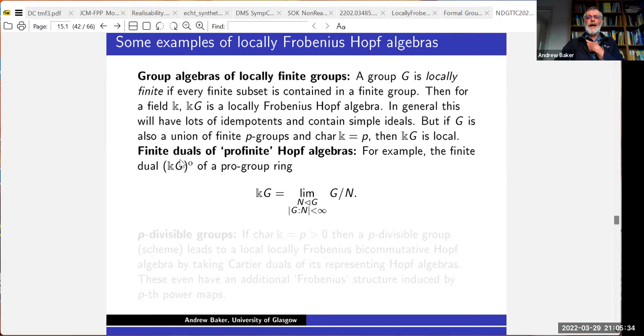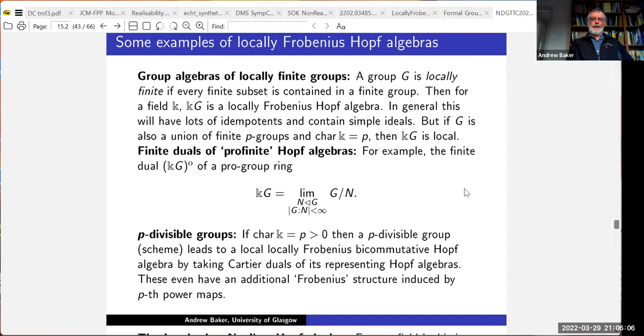And if you take a suitable notion of dual, it's what's called the finite dual, or some people call it the restricted dual, that will be an example of a locally Frobenius Hopf algebra. This profinite group ring is sort of the opposite. It's kind of a completed gadget, whereas the finite dual is a kind of colimit construction. This is a limit construction here. So that's two very big classes of examples.